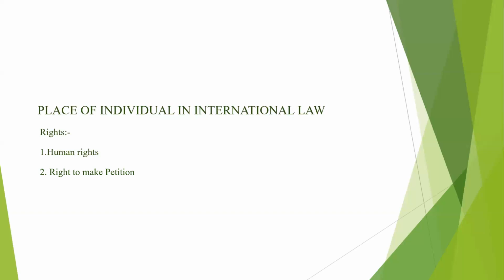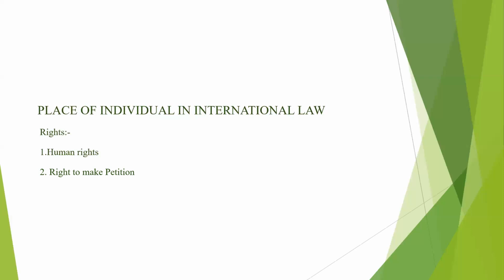was adopted by the General Assembly in 1948, and two other conventions. The number 1 is the International Covenant on Civil and Political Rights, and the International Covenant on Economic, Social and Cultural Rights, adopted in 1966. And these provide various rights to the individual, and one more convention is there, the Convention on the Elimination of All Forms of Discrimination against Women, and the General Assembly adopted this on December 18, 1979, which provides rights to women. Next right है हमारा right to make petition.